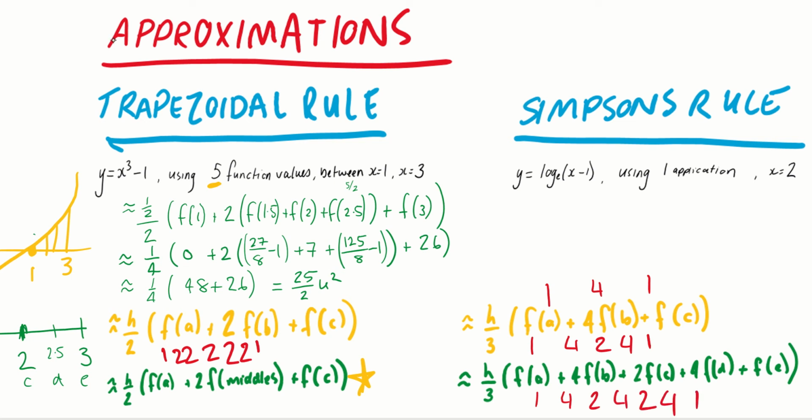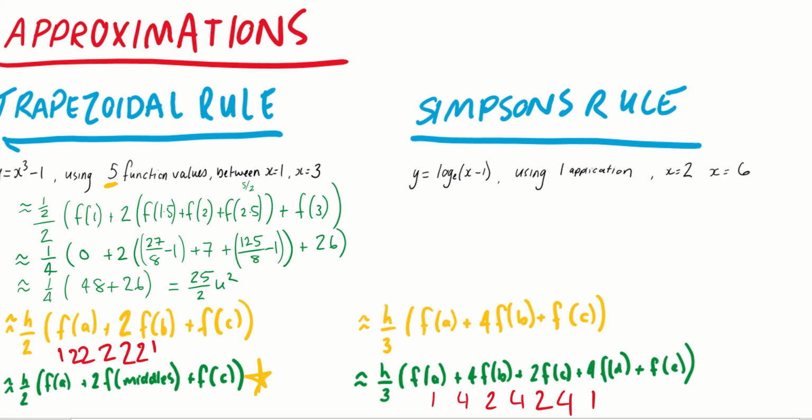And if you can't see what I'm talking about, this is what you're multiplying your f of out the front. So notice where those numbers are coming from now. But that's just a little trick on how I remember the formulas for your Simpson's and trapezoidal rule. Okay, so this question here in particular, it wants one application, which just means one set of values, which is going to use this formula here.